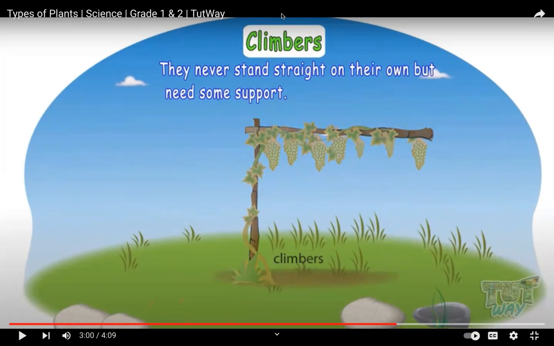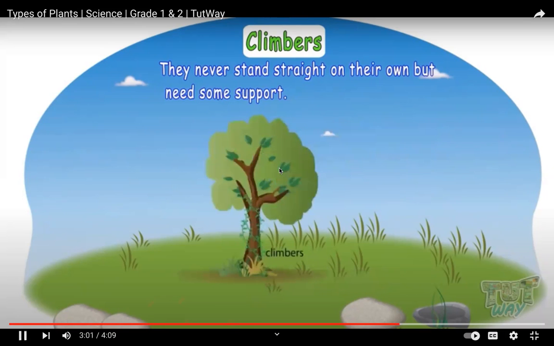Kala bushes. No, it's not an example of climber, beta. There are grapevine, bitter gourd, bottle gourd, sweet gourd. Sorry, yeah, grapevine, passion flower, glory lily. All these are examples of climbers. Bitter gourd, bottle gourd, sweet gourd, grapevine, passion flower, and glory lily. Is it clear, Debangshu? Yes, ma'am.